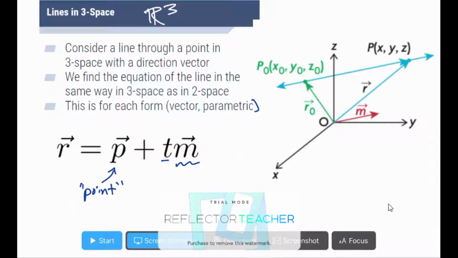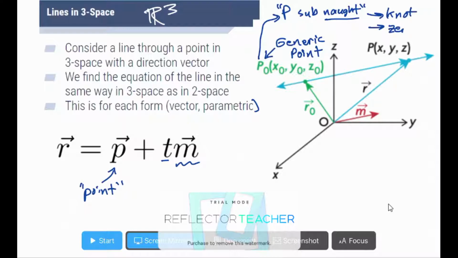We have our generic point P naught here. So P naught, or P sub naught. You may have seen this kind of notation and vocabulary before, otherwise maybe not. That's why we're explaining this. So naught kind of sounds like not, but it means the letter. It means the number 0. So often we'll use that to indicate our starting point.